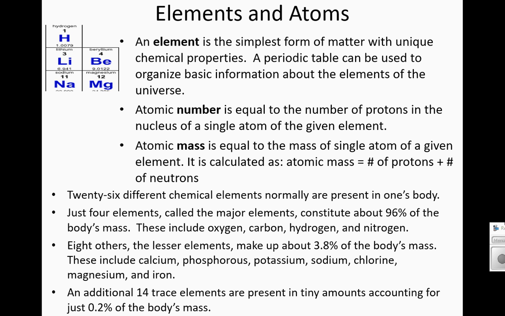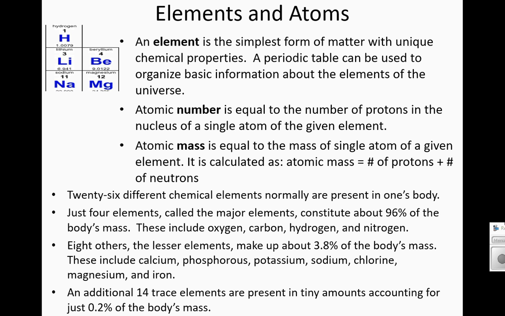Speaking of that periodic table, I've included a very small excerpt of it at the top left of our page, which actually is the top left of the periodic table. We're showing off a few examples of those elements. Once again, the element is the simplest form of matter with unique chemical properties. The periodic table can be used to organize the basic information about those elements of the universe.